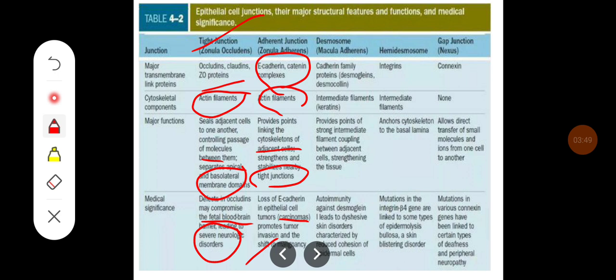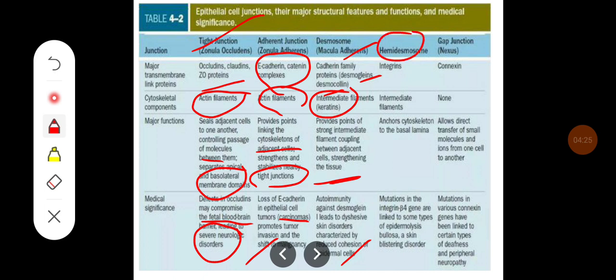Desmosomes are also called macula adherens. The major transmembrane proteins are cadherin family proteins, that is desmogleins and desmocollins. They make use of intermediate filaments and keratins as cytoskeletal components. So they provide points of strong intermediate filament coupling between adjacent cells, strengthening the tissues. Autoimmunity against desmoglein 1 leads to dissensive skin disorders characterized by reduced cohesion of epidermal cells.